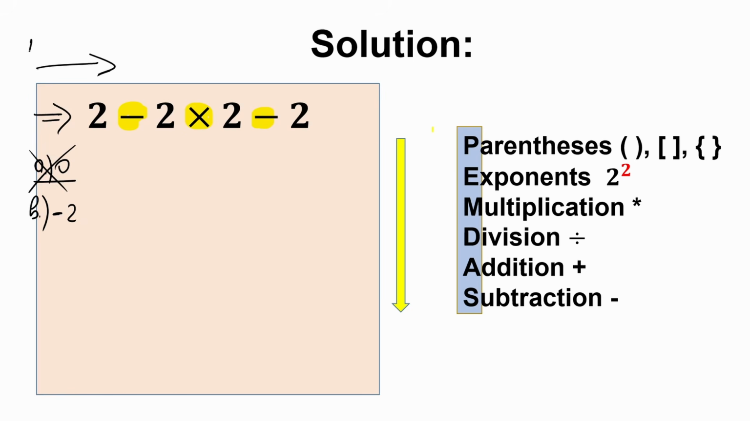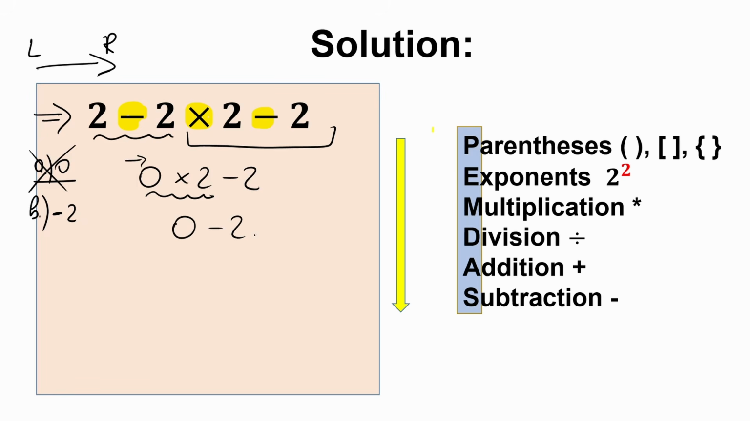They say, okay, let's go from left to right, step by step. So 2 minus 2 equals 0, and we rewrite this. We still have this expression, so times 2 and minus 2, and in the end, once more from left to right, 0 times 2 equals 0, and minus 2, and the answer is minus 2. So we had this option, and a lot of people choose this option as the correct one. Right now, let's analyze why minus 2 is the wrong answer.